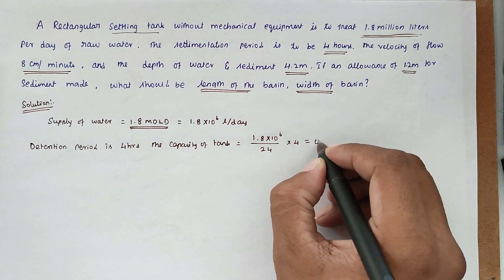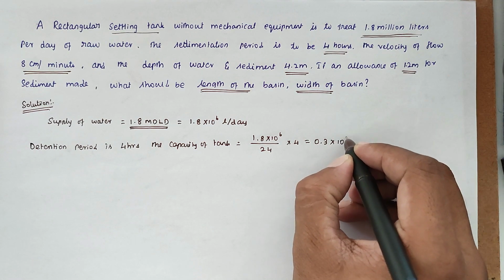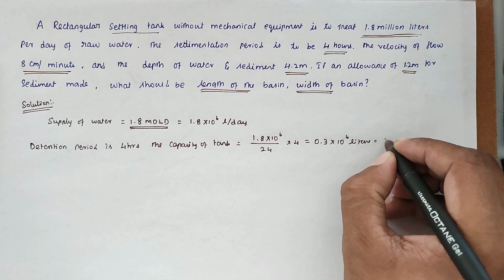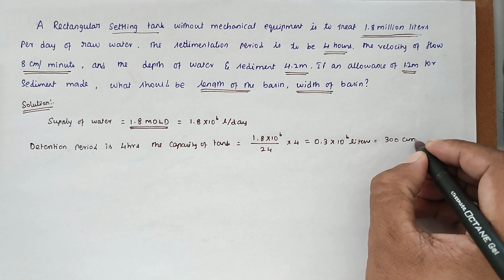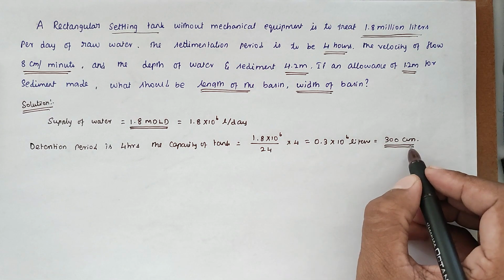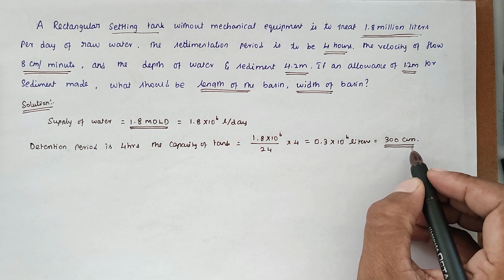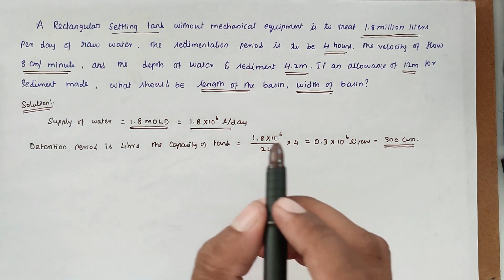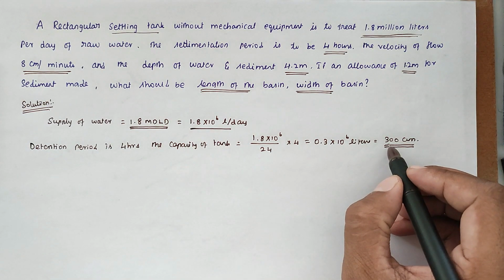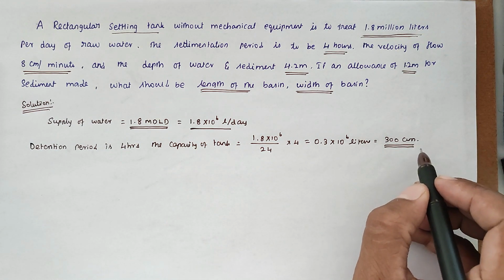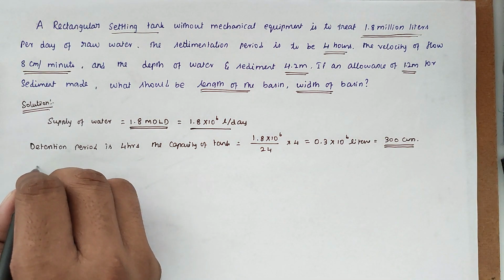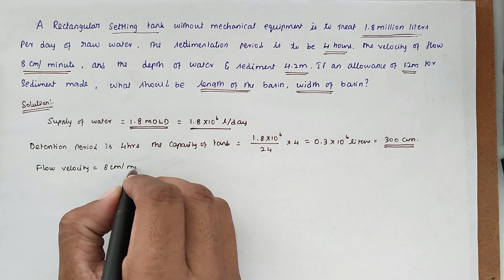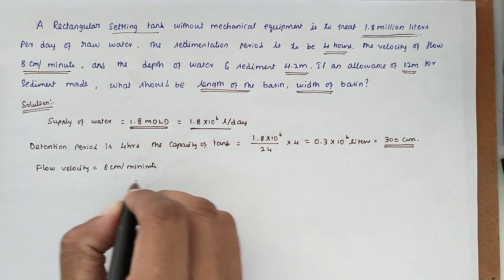Now you can solve: 0.3 into 10 power 6 liters, so that is 300 cubic meter. This 300 cubic meter capacity is more than enough, because per day 1.8 million liters is stored in the tank, and for 4 hours 300 cubic meter is enough. Now the flow velocity is 8 centimeter per minute, as given.